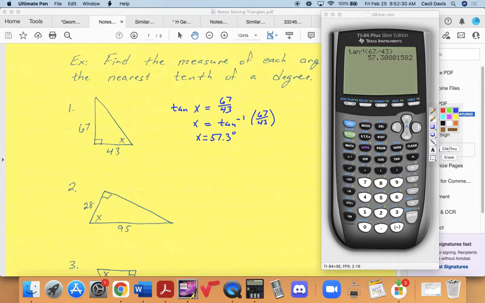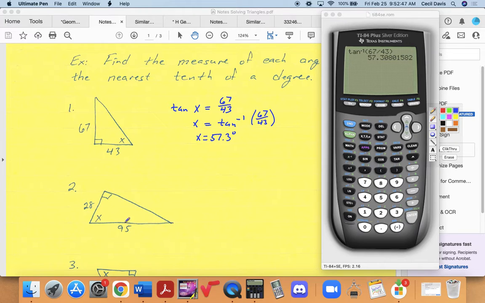Okay, any questions about that? So this is a new use of trigonometry for us, where we can turn it around and use it to find angles instead of finding sides. Let's take a look at this next one.